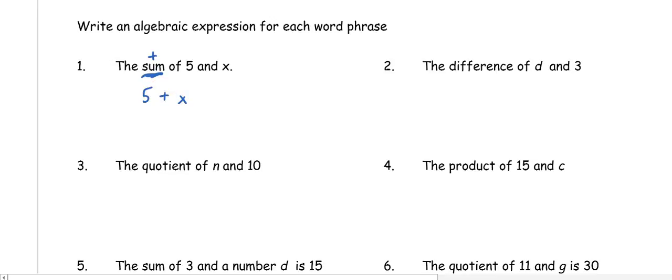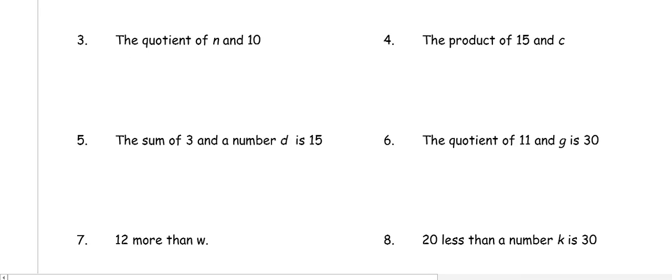In number 2, we have the difference of d and 3. So remember that difference is subtraction. We're going to go in our order, so we have d minus 3. You cannot switch the order for difference, or it's going to have a different answer. Because think about what happens if you subtract: 8 minus 5 is 3, but 5 minus 8 is negative 3. So that would give you a different answer. Number 3, we have the word quotient. Quotient is division. So we have n divided by 10, or we could write it as a fraction, n over 10.